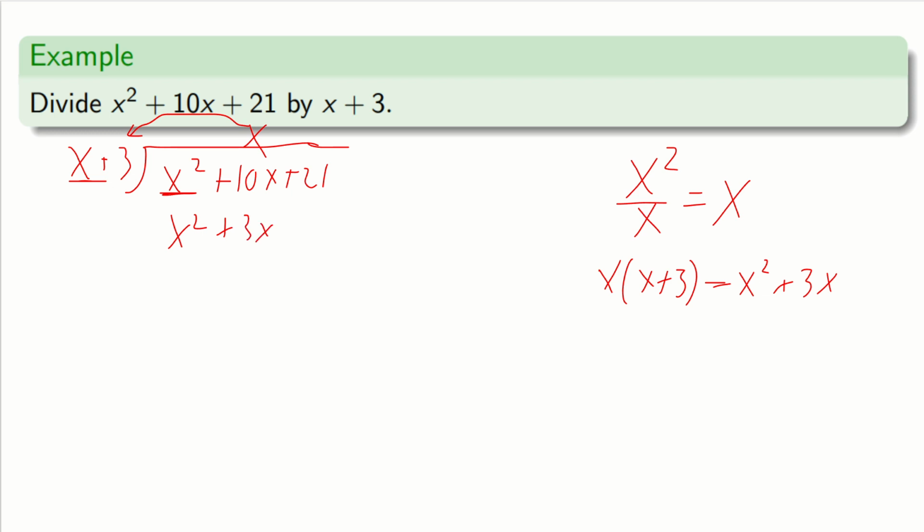Now notice, just like we did with our division of numbers, we have to subtract all this, and what subtracting will do for us is change the sign. So this is no longer a plus, this now becomes a minus 3x. And so when it becomes a minus 3x, we subtract everything. What we get is x squared minus x squared, which cancels out. And then we have 10x minus 3x, which is 7x. And then from there we can bring down the 21.